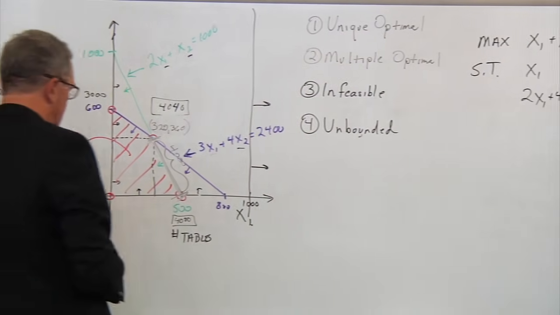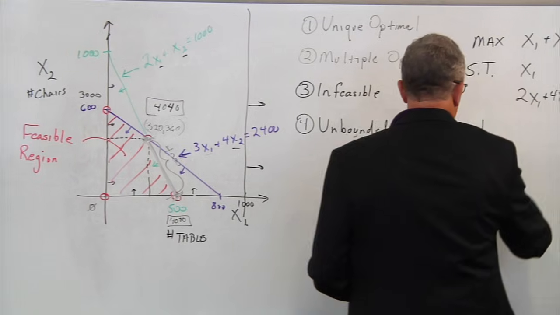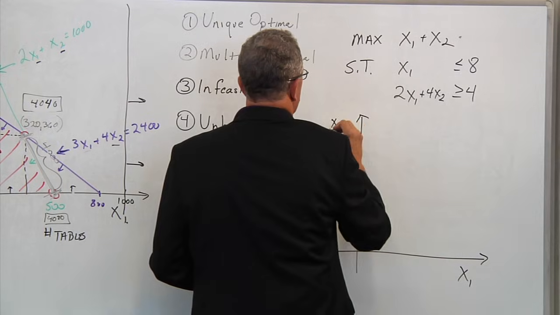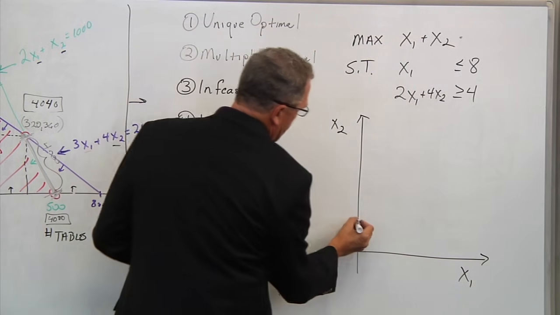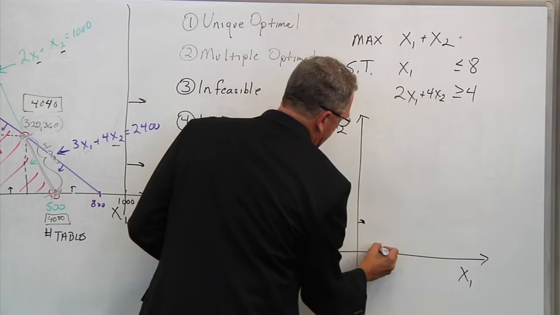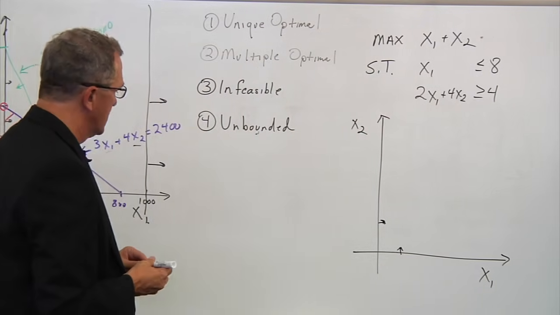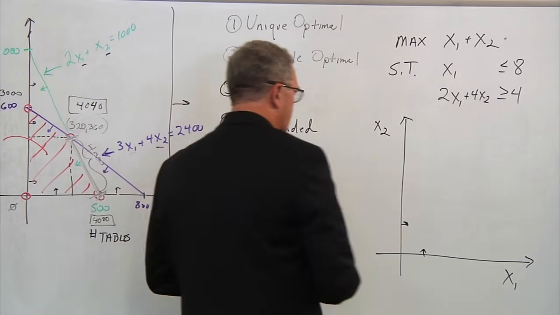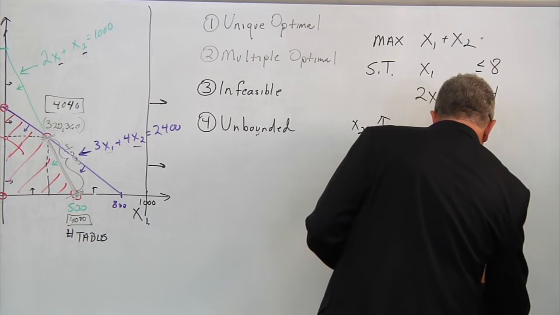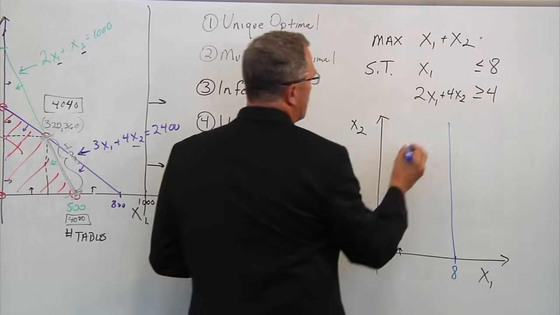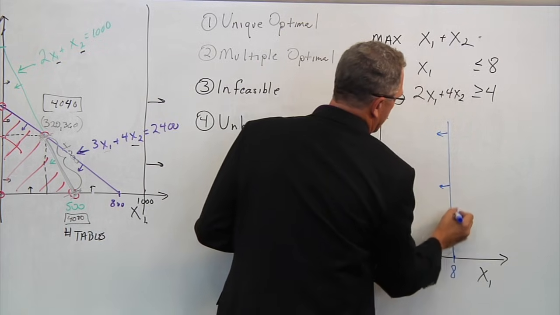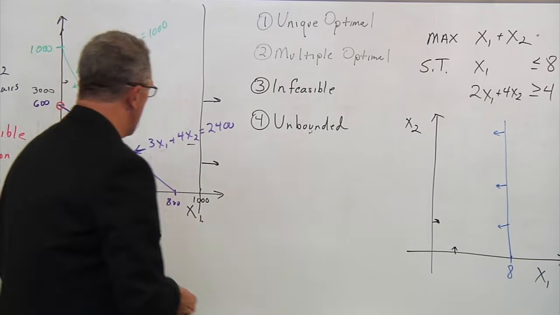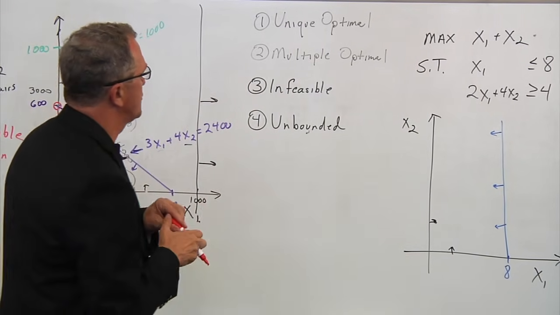Well, first thing we need to do is, of course, graph things. So we'll put our graph here. Here's x1. Here's x2. We know we must have non-negativity, so we have to be in quadrant 1. Our first constraint is x1 must be less than or equal to 8. I'll come out here to 8. I have a vertical line, and I must be on this side of x1 equals 8. The second one is 2x1 plus 4x2 equals 4.